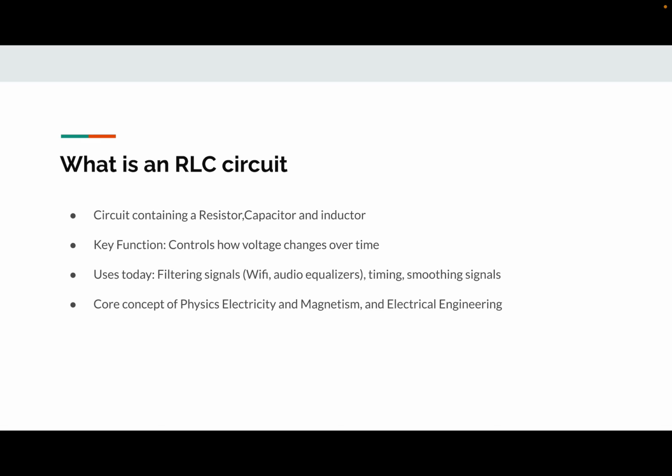It's essential in many real-world systems, like filtering signals, like in Wi-Fi or audio equalizers, or timing circuits in electrical signals, things like in stoplights or other types of electrical systems. So understanding how these components interact is essential if you're going into engineering, and specifically electrical engineering.